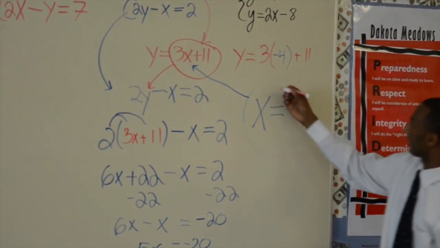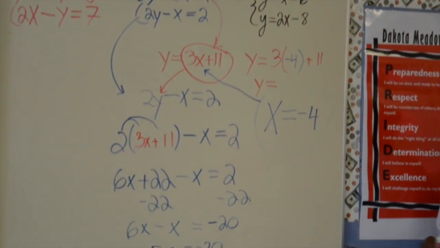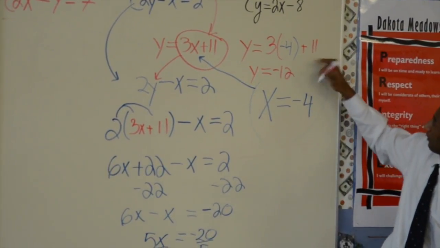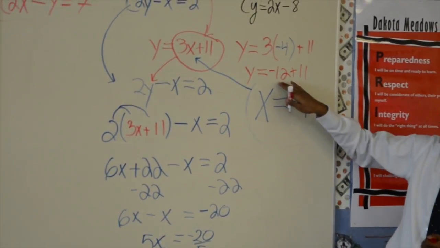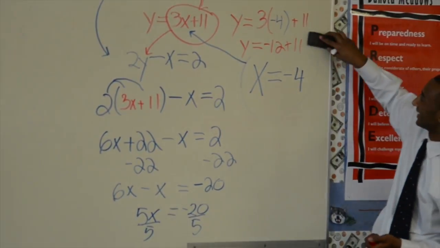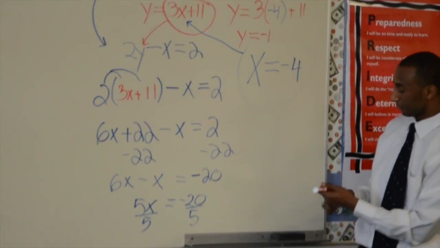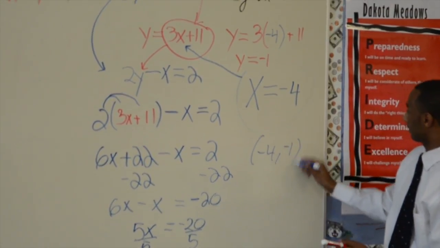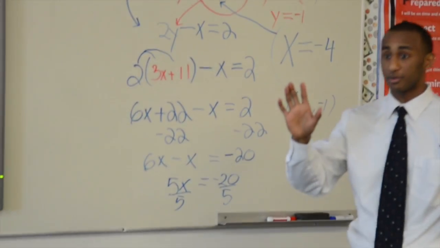When you simplify that, what is y equal to? What is 3 times negative 4? Yep, negative 12. And plus 11? What is negative 12 plus 11? It's negative 1. So our ordered pair is negative 4 and negative 1.